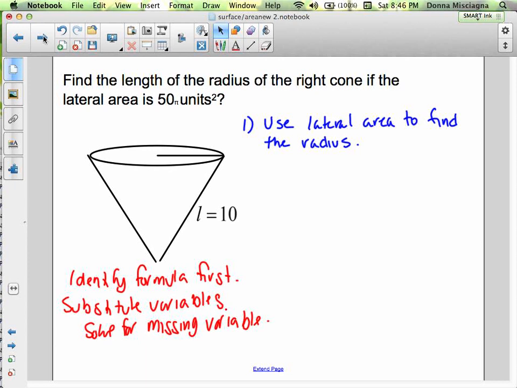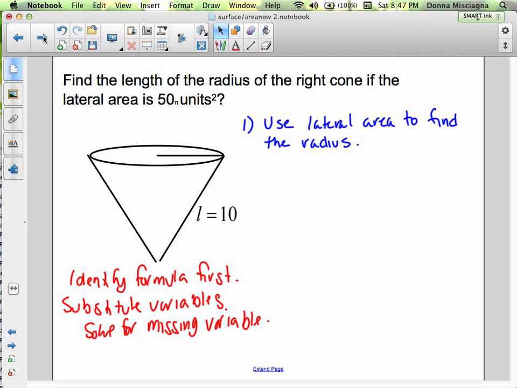This one is not in your notes, but you have a lot of space there if you want to put it in your notes. And you might want to put this in your notes. So you want to identify your formula first, substitute your variables, and solve for your missing variable.